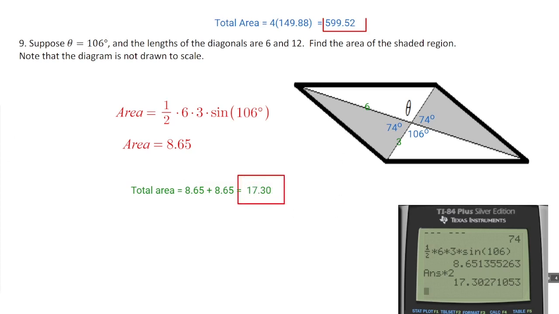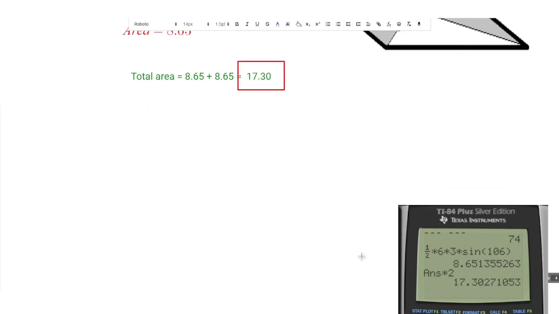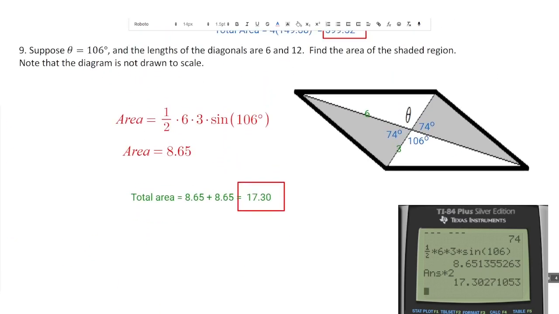So there you go. This is the last problem on the review. Oh, okay, I just kind of skipped around a little bit. This is the last problem on the review.